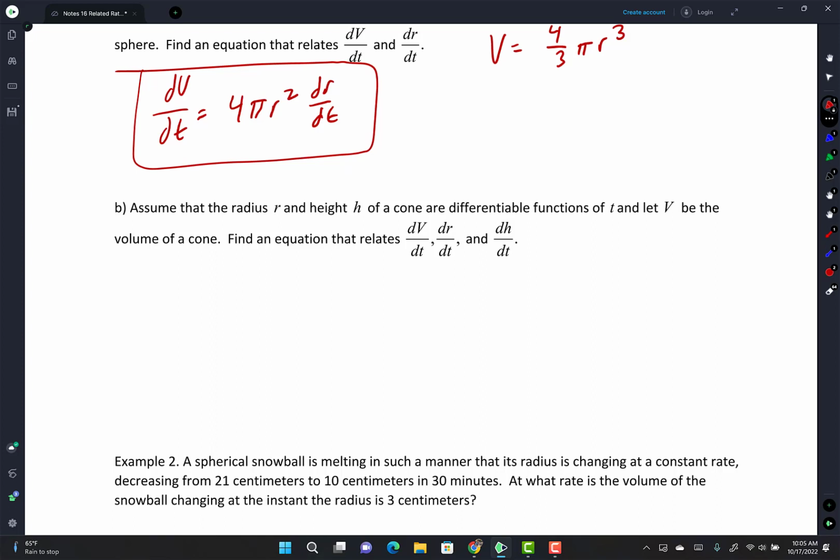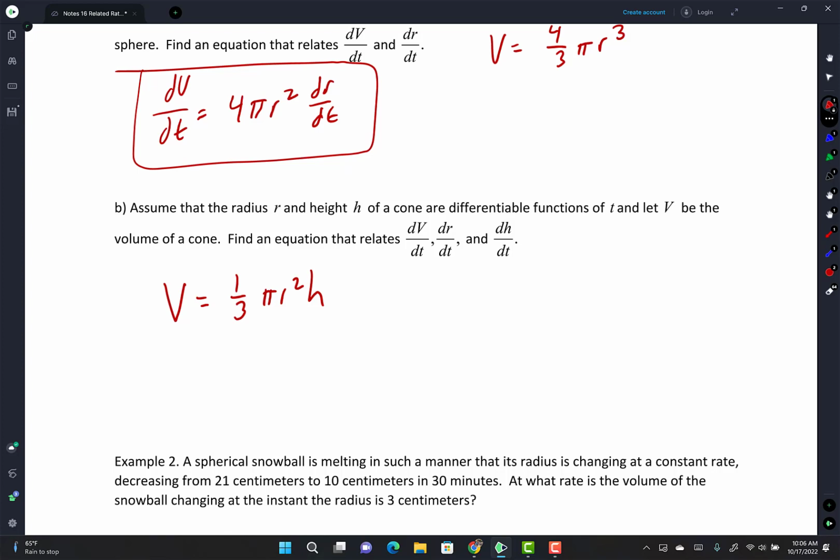Do we know volume of a cone? Volume of a cone is 1/3 pi r squared h. Cool? Sometimes, if you were to Google it, maybe it'll say pi over 3. I don't know. I didn't Google it. I haven't Googled it recently. So I don't know what Google says. It might have the pi over 3 r squared h.